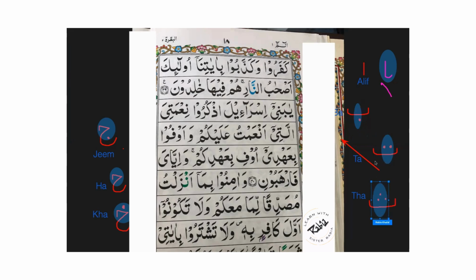So all three look like boats, right? The first boat, the Ba, has one dot. The Ta has two dots. Okay, and the Tha has three dots. Let's go first find this one.